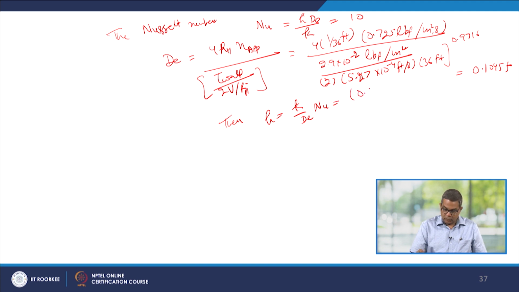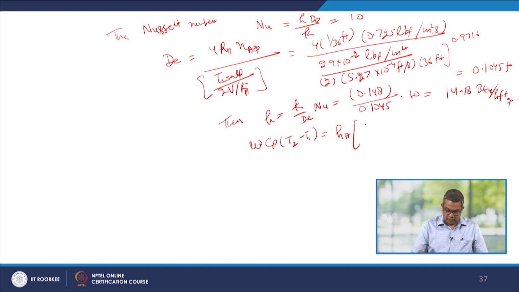Then h is equal to K over D_e, Nusselt number. This comes out to be 0.148 over 0.1045 into 10, which comes out to be 14.18 BTU per hour per square foot degree Fahrenheit. So, once again, W Cp (T2 minus T1) is equal to hA (T wall minus (T1 plus T2)/2).